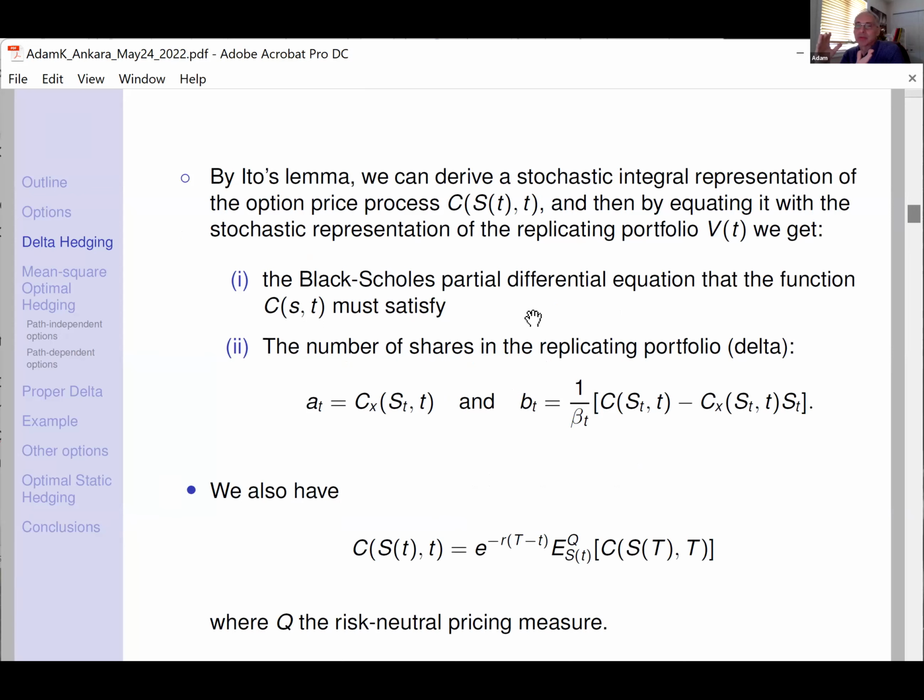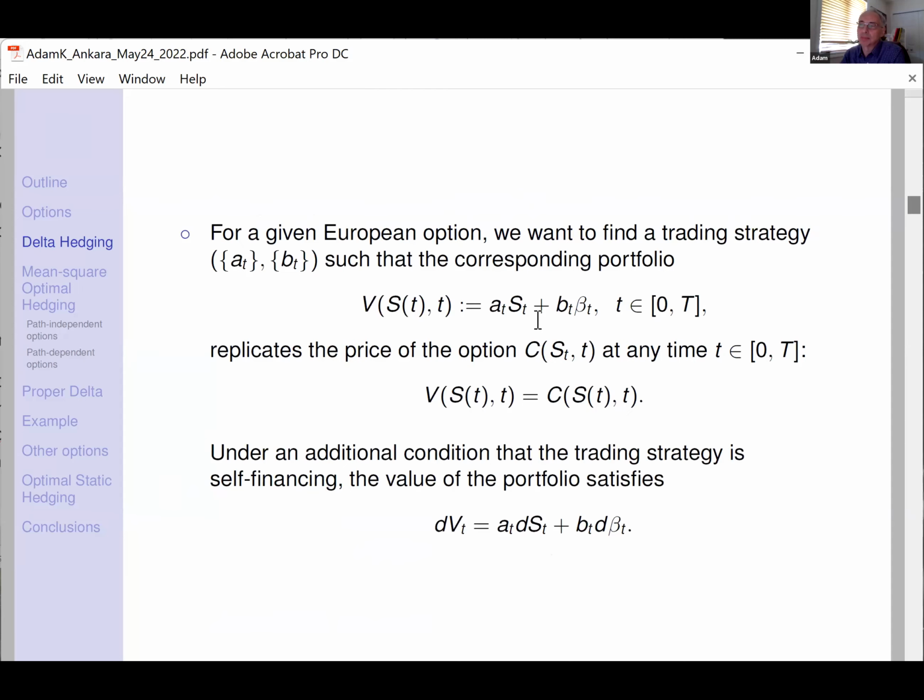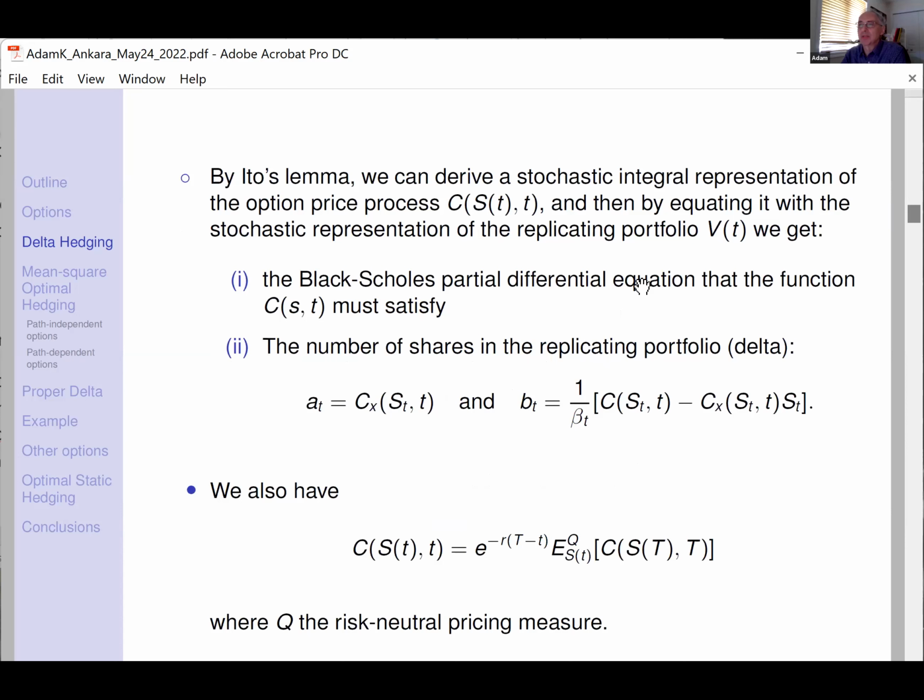So once I have the two representations, I equate them because I want the two processes to be exactly equal. And I equate them by equating the drift terms and by equating the diffusion terms. By doing this, we first derive the so-called Black-Scholes partial differential equation that the function C must satisfy. So the problem of pricing we reduced to the problem of finding the pricing function C. And now we know that it must satisfy a certain partial differential equation. And the boundary condition corresponds to the payoff function. We know the payoff function.